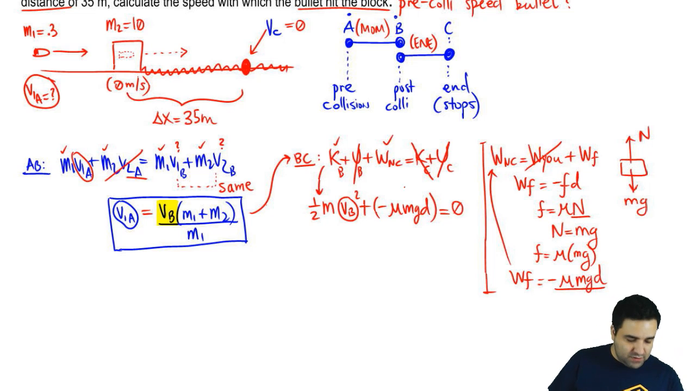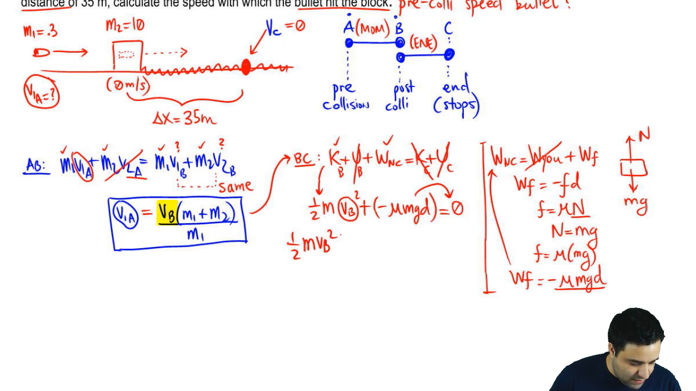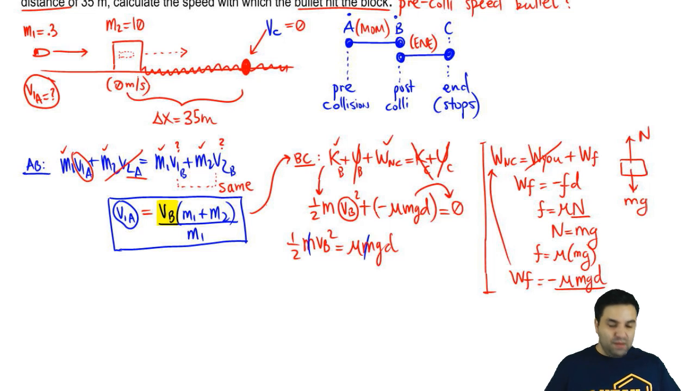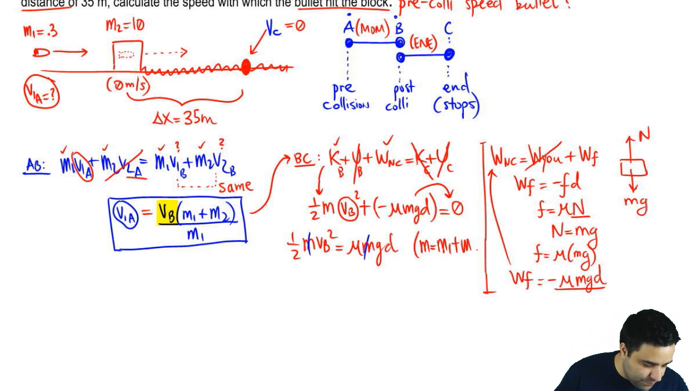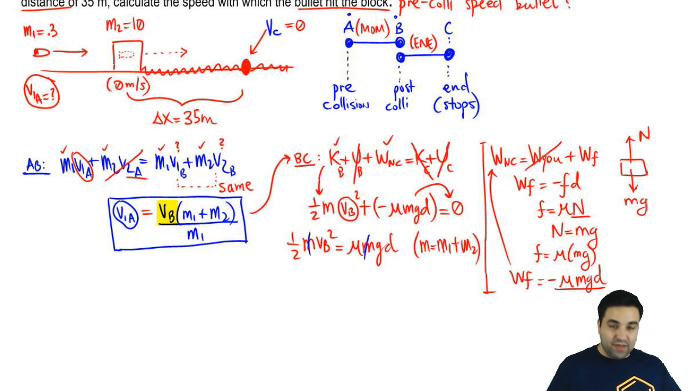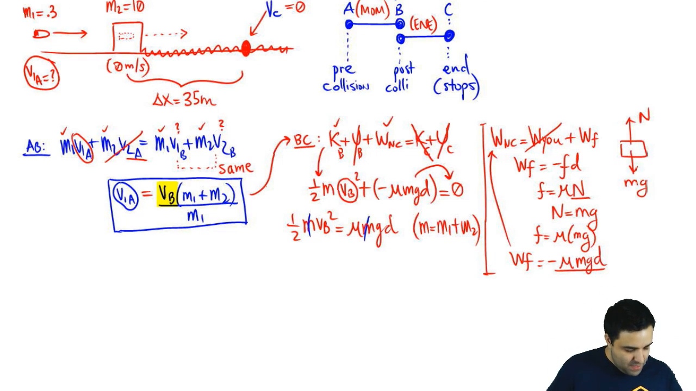I'm solving for VB, so I'm going to move this to the other side. And you see that the masses cancel. Check it out, mgd, the masses cancel. Now, if the masses didn't cancel, it would be important for you to know which mass to use. In this case, the mass would have been m1 plus m2 because the two objects move together. But you could screw that up because the masses are going to cancel anyway, so even if you had the wrong number there, you would be fine.